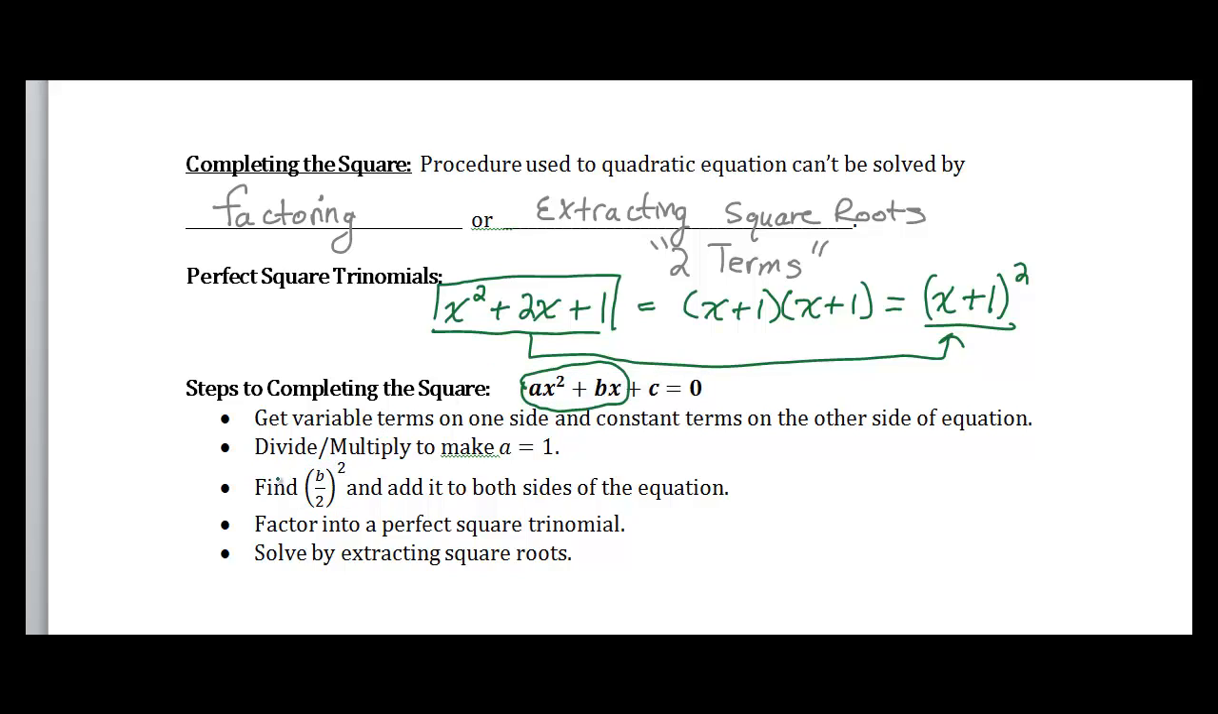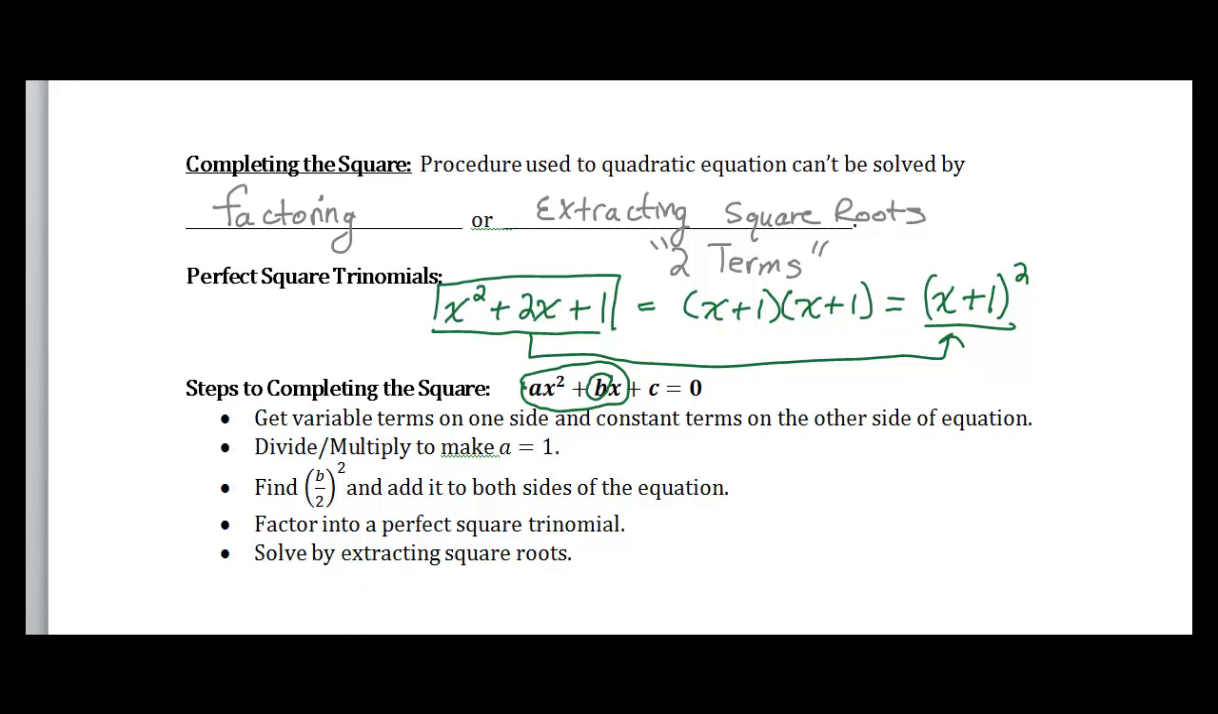This third step is the step that we actually use to complete the square. We're going to find b over 2. So take half of your middle term b, right? b is always multiplied by x. Take half of that and square it. Simplify it, see what it equals, and then add it to both sides of the equation.